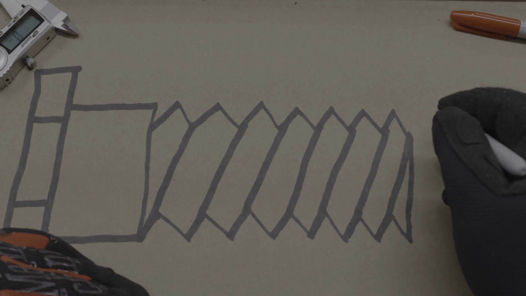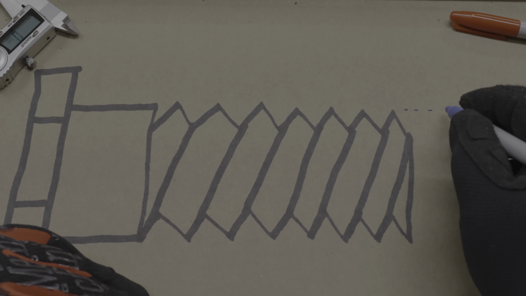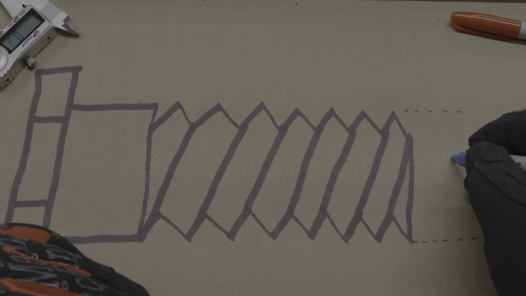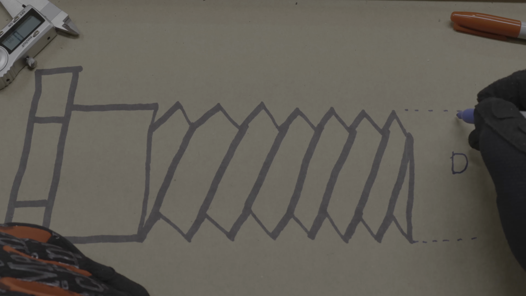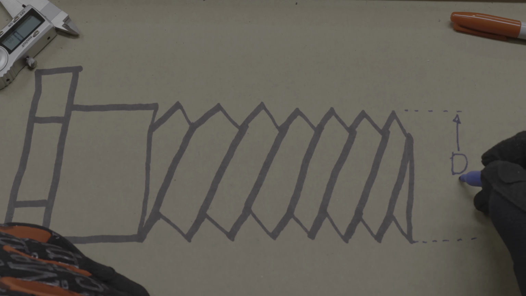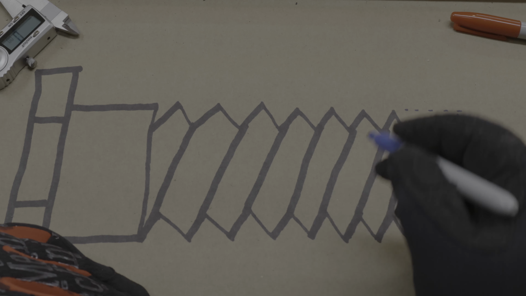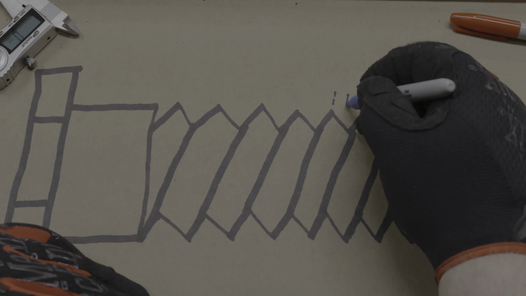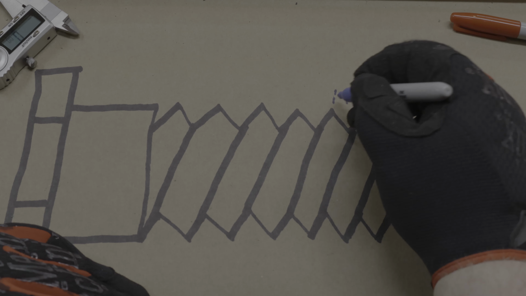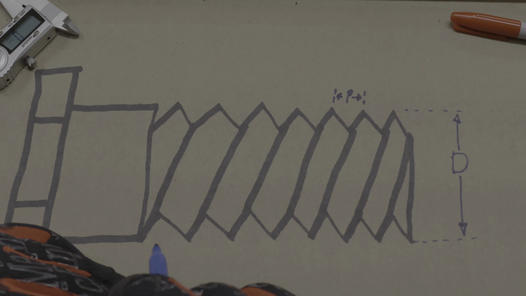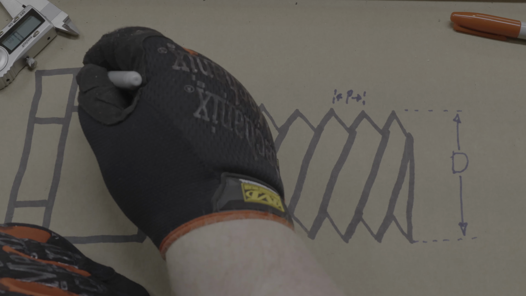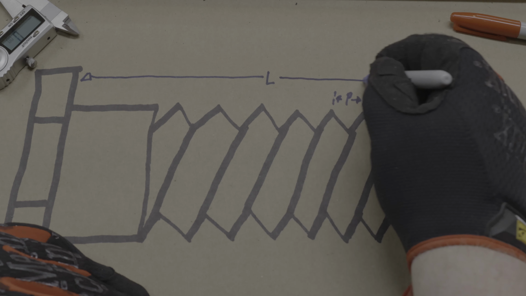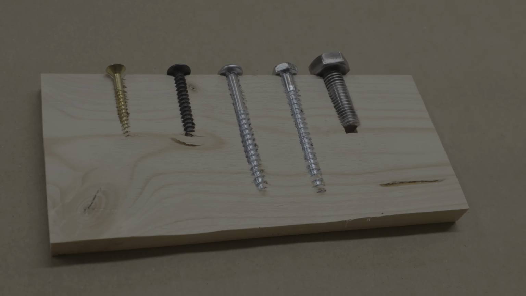The three basic characteristics of a screw are the measured diameter, the second will be the pitch, and the last one will be the length of the screw. The pitch is the distance between two threads. The length of the screw is all the part of the screw which is inside the matter, like the example you can see here.